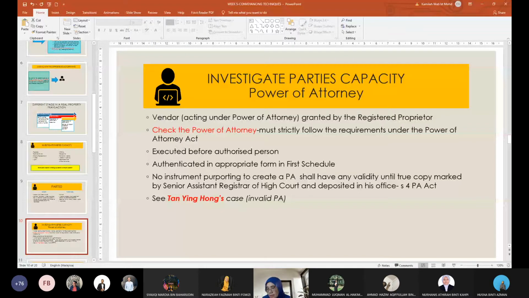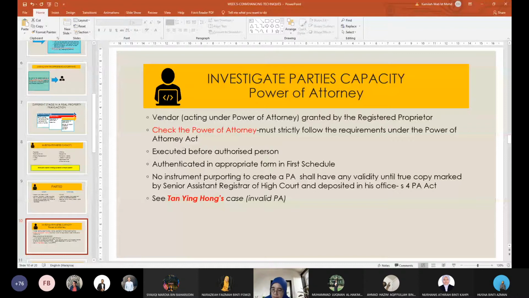So the Power of Attorney has certain conditions and requirements under the Power of Attorney Act. You must check whether this Power of Attorney complies with the Act. Otherwise, this PA may become invalid. So firstly, it must be executed before an authorized person. That is the most important thing in a Power of Attorney.